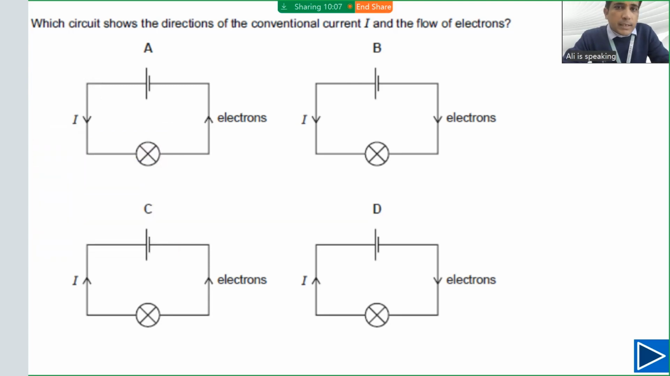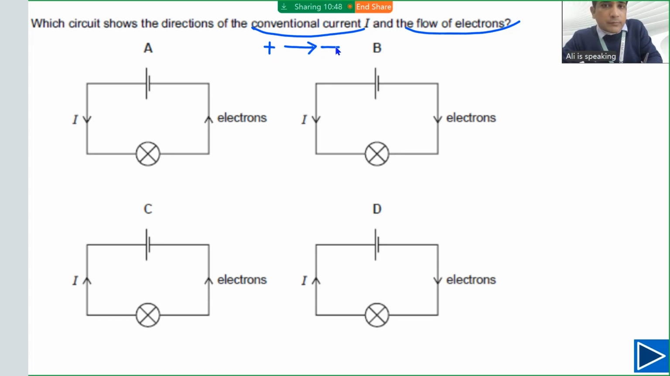You need to understand conventional current and you need to understand flow of electrons. You need to understand the direction of each of them. You have 1 minute. You can try. Then I will show you the answer and then we will discuss. Okay, so let me give you some hints. For conventional current, you need to understand current flows from the positive terminal to the negative terminal. And electrons flow from the negative terminal of the battery to the positive terminal of the battery. So this is the hint you have to use.